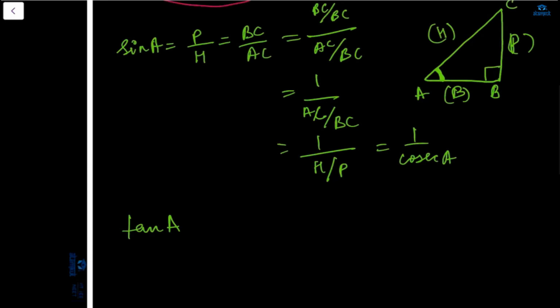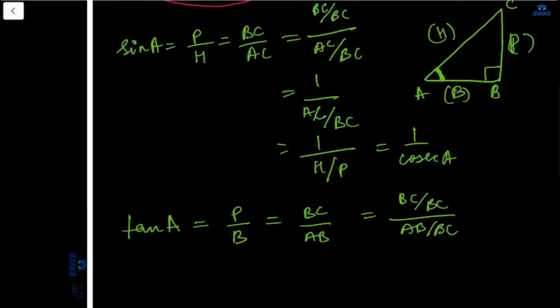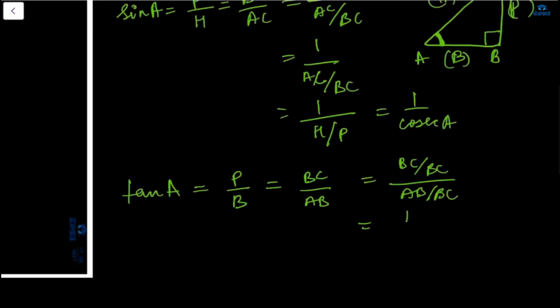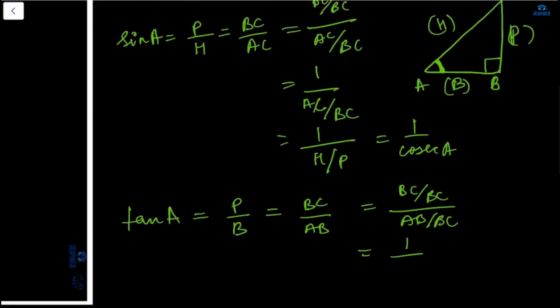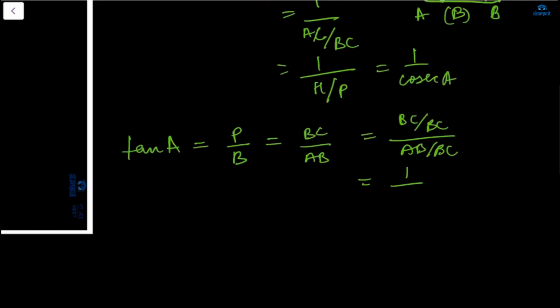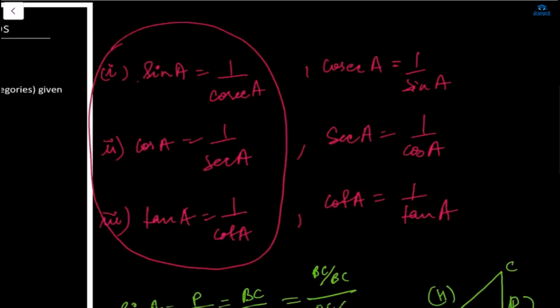So sin A is equal to what? Perpendicular upon base. So what is perpendicular? It is BC upon AB. Now we can divide up and down both by BC: BC upon BC, AB upon BC. So what will we get? 1 upon AB upon BC. What is AB upon BC? AB is base upon perpendicular. So base upon perpendicular is what? That is cot A. So here is the proof also, of how these relationships exist.